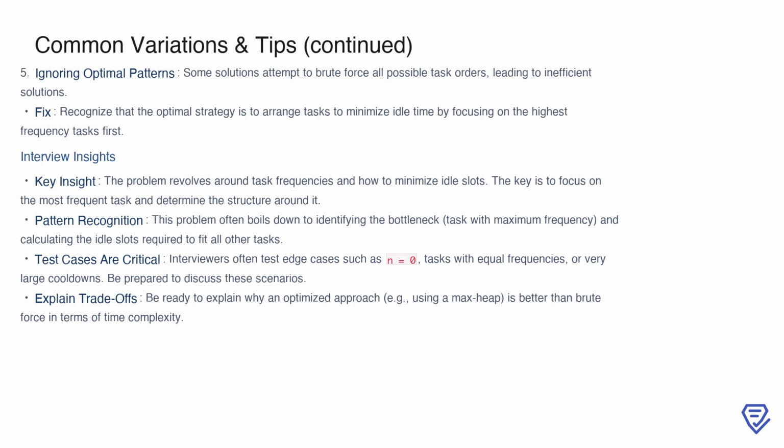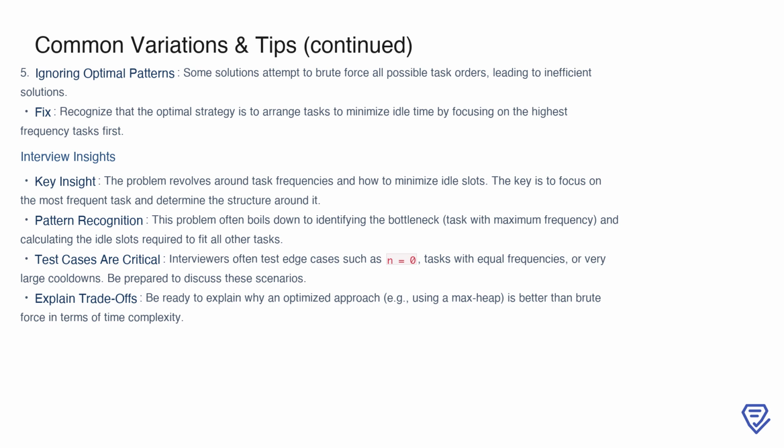The core of the problem lies in task frequencies and minimizing idle slots. By focusing on the task with the maximum frequency, you can structure the solution around it. A good way to think about this is as a bottleneck problem. Identify the most frequent task, then calculate how to arrange the other tasks around it to minimize idle time.